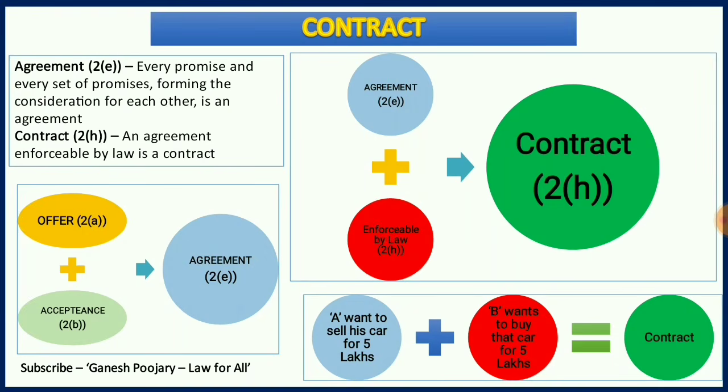Now that we know what is an agreement, an agreement is a combination of offer and acceptance. So what is a contract? A contract is a furtherance of agreement: an agreement which is enforceable by law is a contract. Contract is defined under Section 2H as an agreement enforceable by law. Now imagine a case: A wants to sell his car for rupees 5 lakhs and B wants to buy that car for rupees 5 lakhs, then that is a contract between A and B. Hope that makes it very clear.